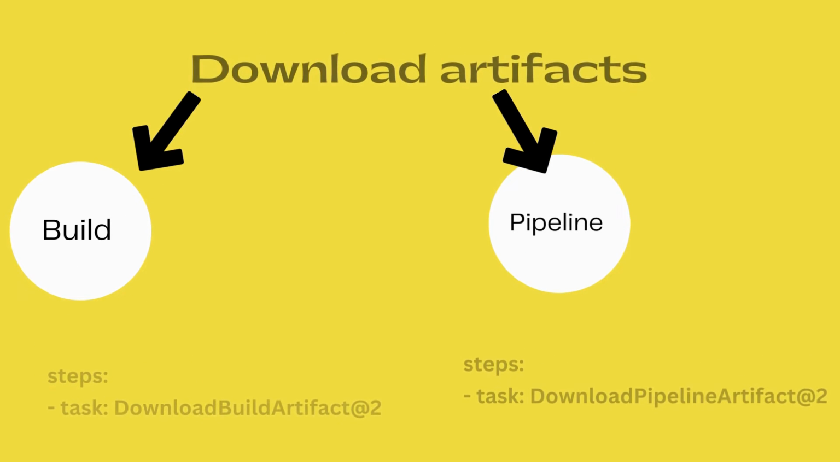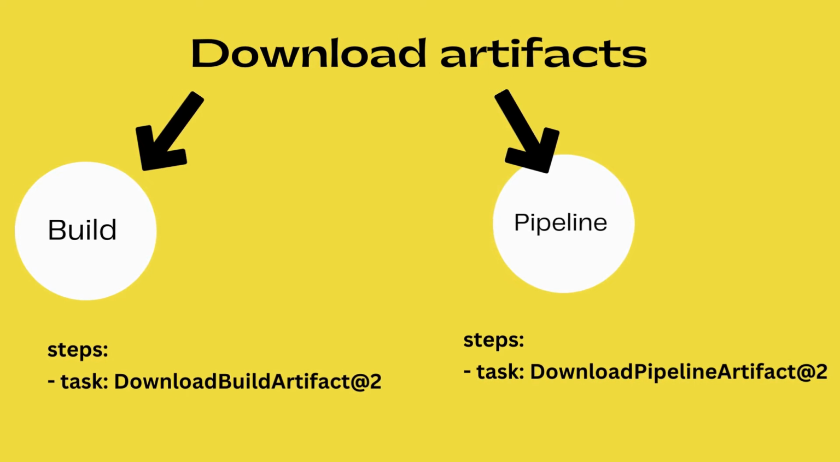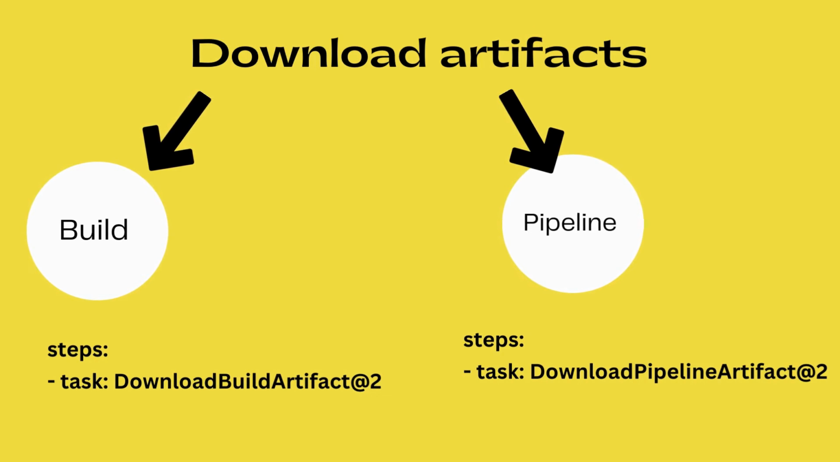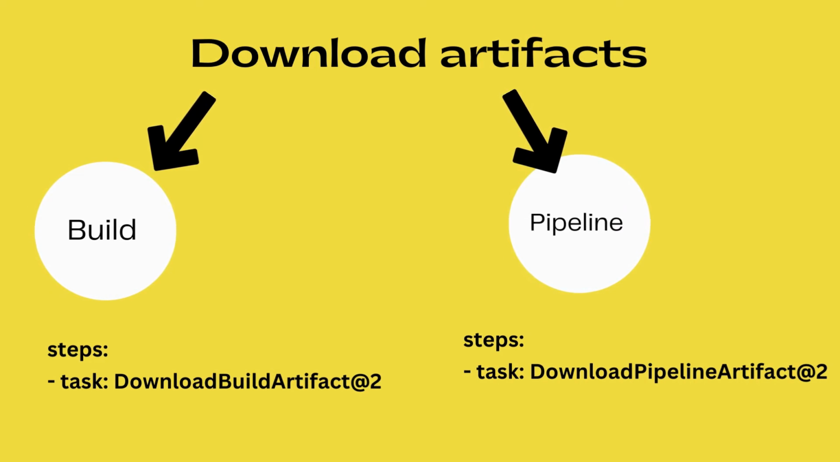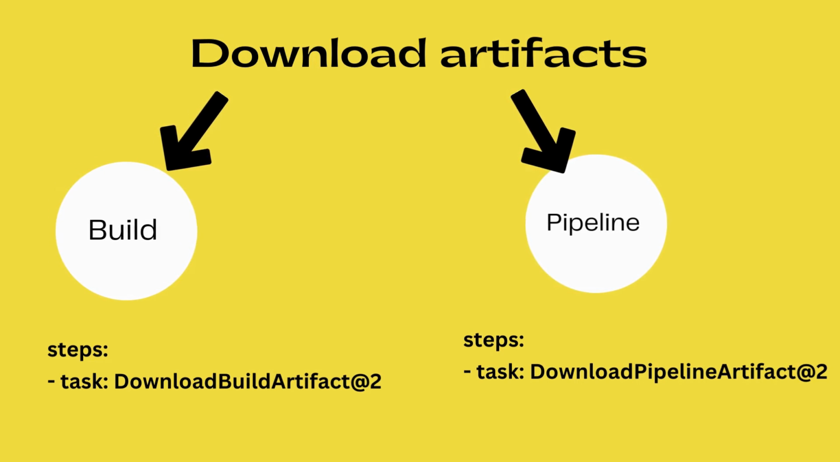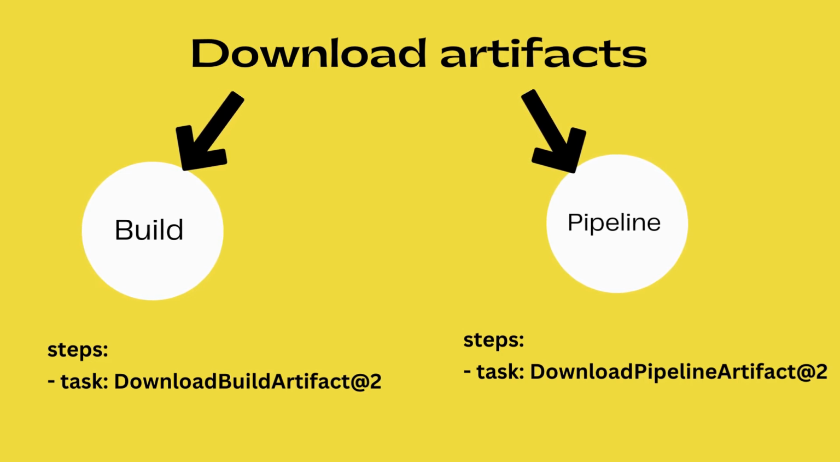Same we have the download artifacts. So download artifact are the build artifact. So download the build artifact is the one task for downloading the artifacts, and for the pipeline artifact we have the one task, download pipeline artifact. So these are about the artifact.